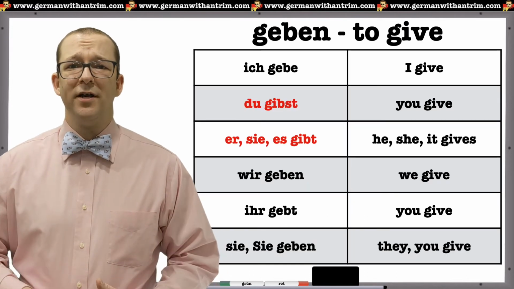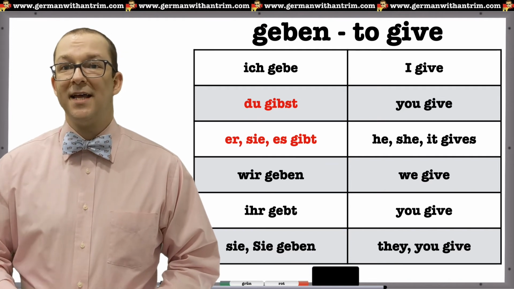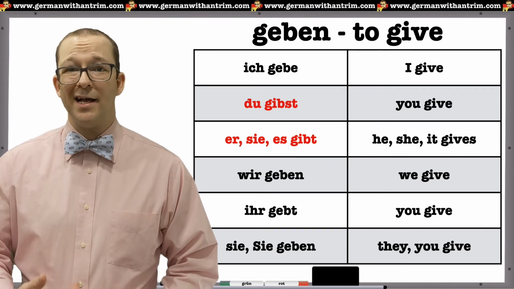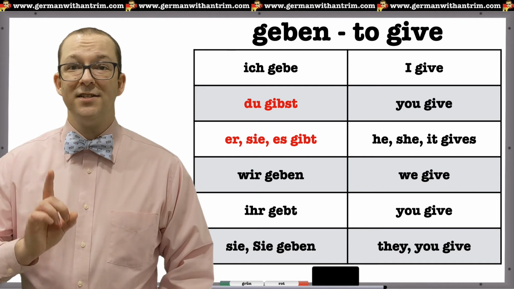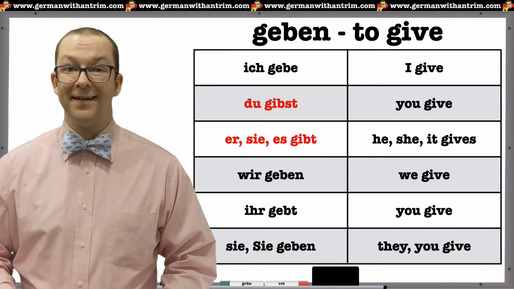Our second category of stem-changing verbs is e to i. This includes such verbs as geben, to give. As with the previous category, you only change the stem in the du and er/sie/es forms. Here are a few examples of geben in action.